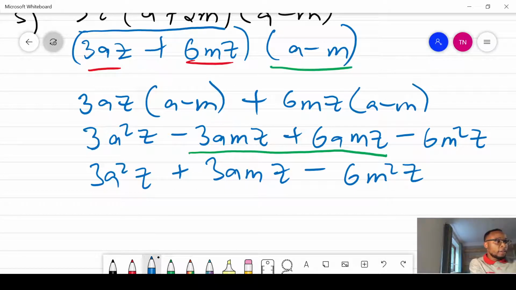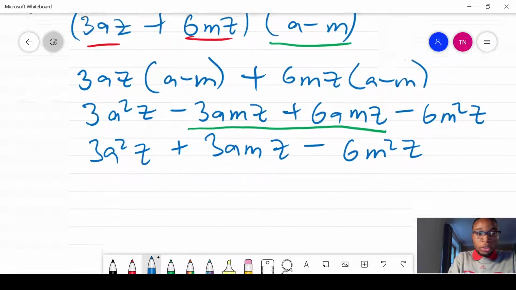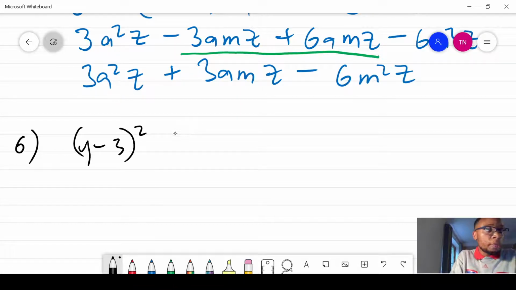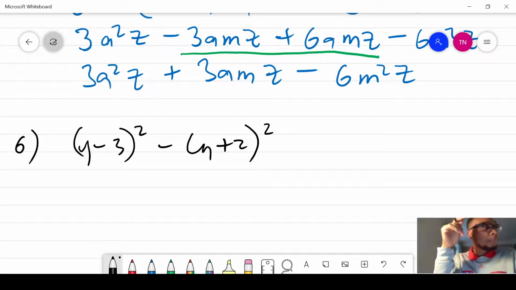But we still have furthermore examples to do, some nice stuff to expand and look into, and I hope you're going to also enjoy those. Those are the examples that we're going to be doing here. So example number 6 that we're going to be doing here is y minus 3 everything squared minus y plus 2 and everything squared. And what I'm going to do here, I'm going to remind you the expansion. So if it's squared, it means two things.